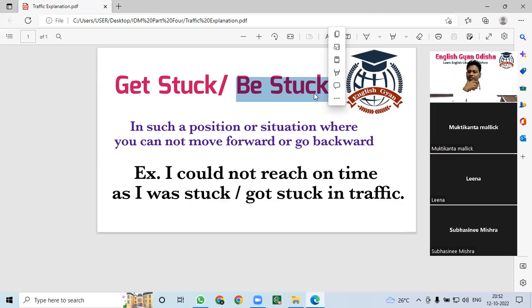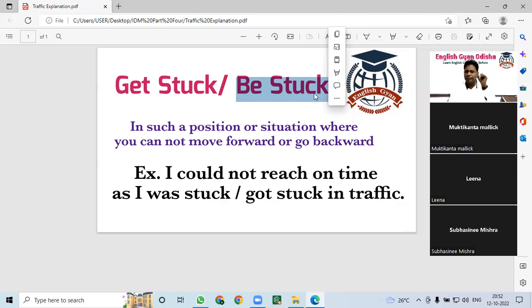Then I say, ma'am, what happens? So late, 10 or 15 minutes late today. You are supposed to come by 10 o'clock. Then ma'am will say, I got stuck or I was stuck. You can say got stuck or I was stuck. So for past tense, you can use both. For present tense, use be stuck. Be means is, am, are, as in he is stuck, I am stuck, they are stuck, you are stuck, like that.